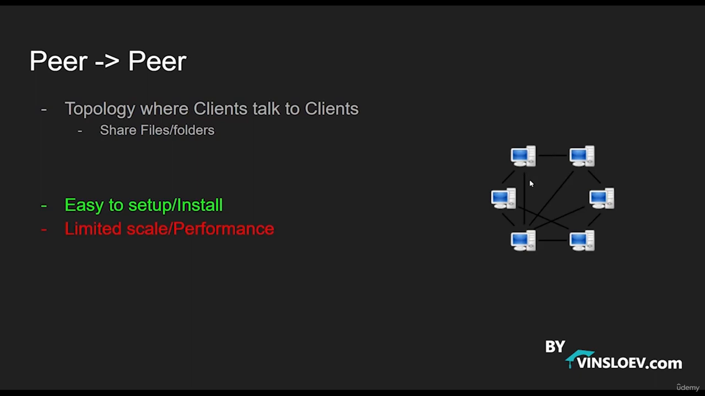The limitation, however, with this setup is that it has a very limited scale and performance, meaning that you will have a hard time scaling this up to, for example, an enterprise setup where you have hundreds of devices or computers and printers and such. And also the performance of this network is very low, because the clients are talking to each other instead of having the traffic centralized through a server when, for example, sharing files.